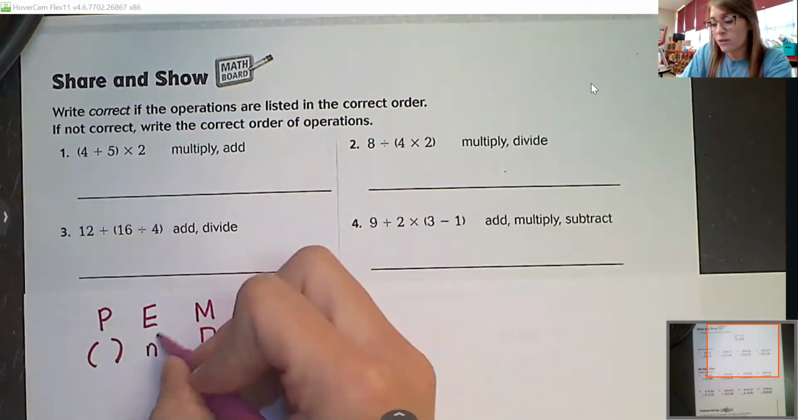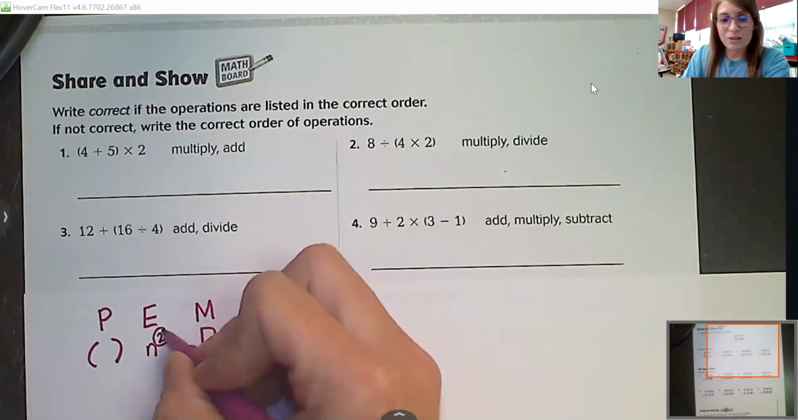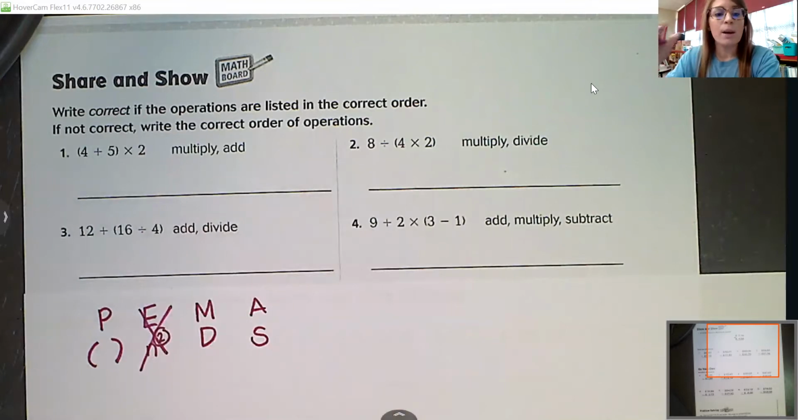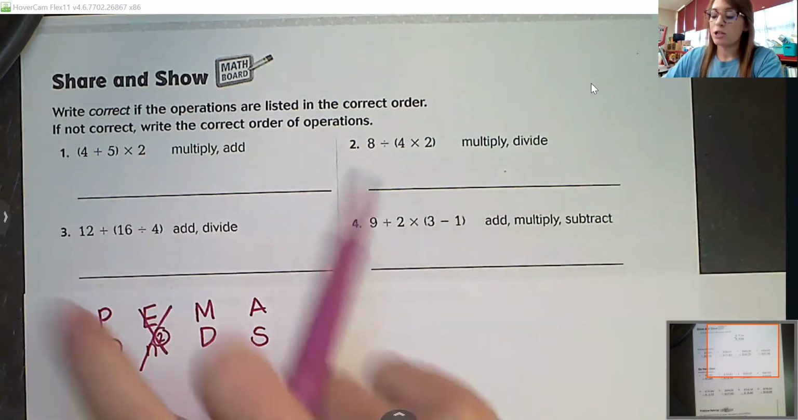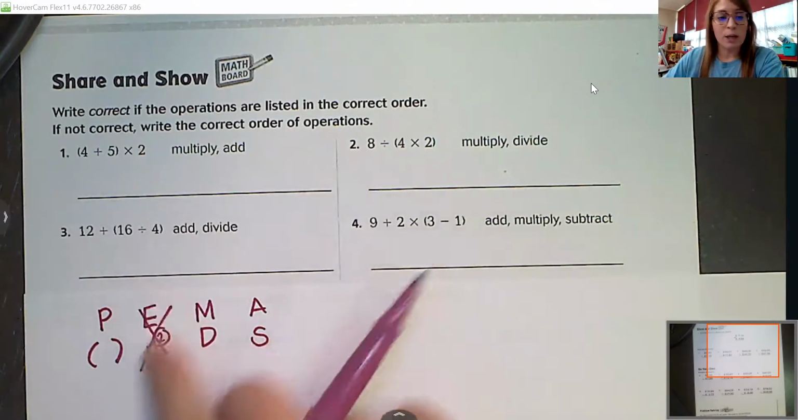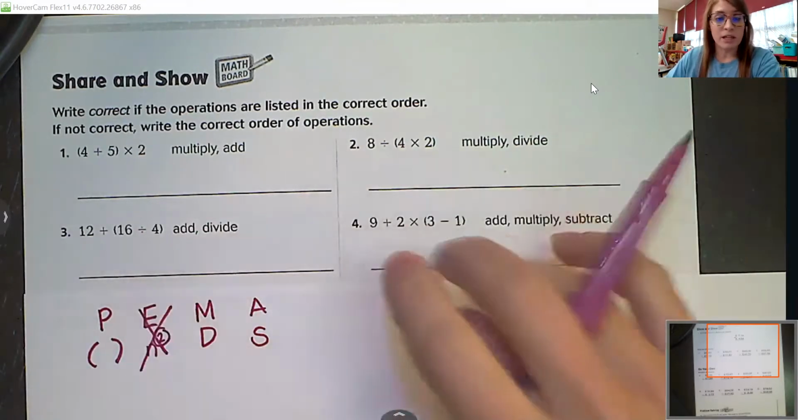Exponents, which if you see a number with that little tiny number up top like that, that's an exponent. Now, we don't really deal with those in fourth grade. You might see some of them in fifth grade, but not till later in the fifth grade year. So we are not going to be worrying about exponents for this particular lesson.